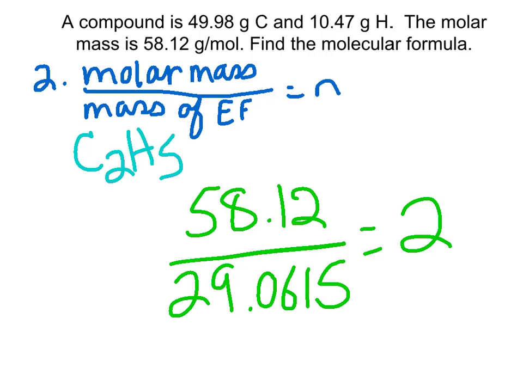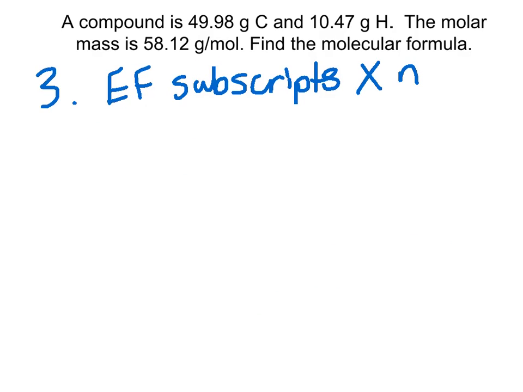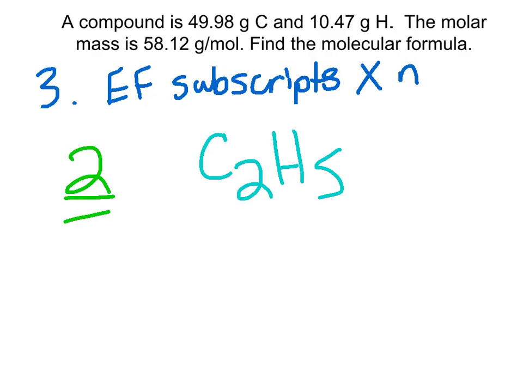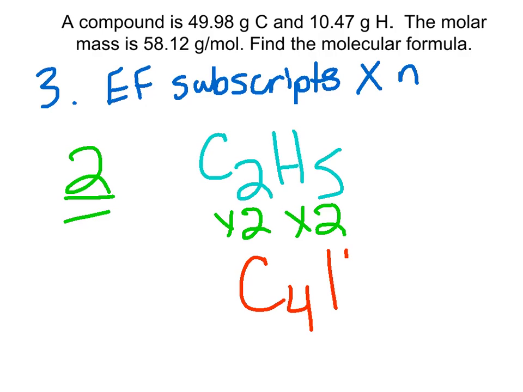Okay? So that's the number we need to remember, because our very last step is to take that number we just calculated, and then we're going to multiply our subscripts from the empirical formula by this number to get our molecular formula. So, again, the empirical formula was C2H5. If we then take 2, multiply both of our subscripts by 2, we end up with a molecular formula of C4H10. So there you go.